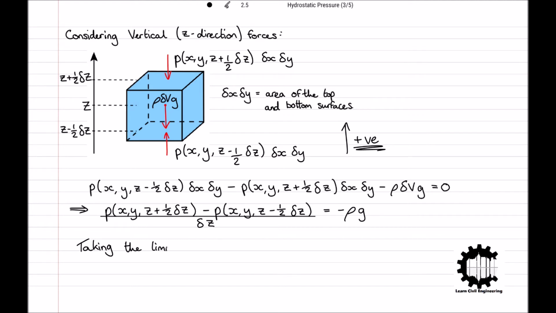Then, taking the limit as delta V tends to 0, or in other words, reducing the volume delta V to the point x, y, z, gives the partial derivative of P divided by the partial derivative of z equals minus rho g. Note that this equation is valid at the point x, y, z, and since x, y, z is any point within the fluid, the equation must be valid at all points within the fluid.